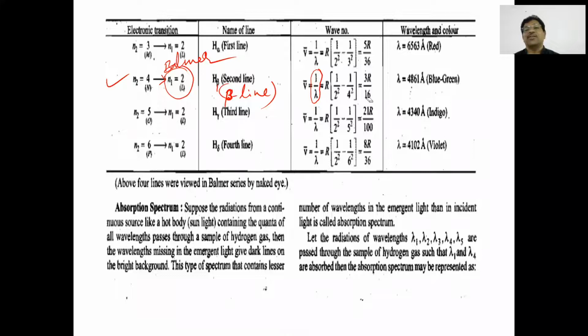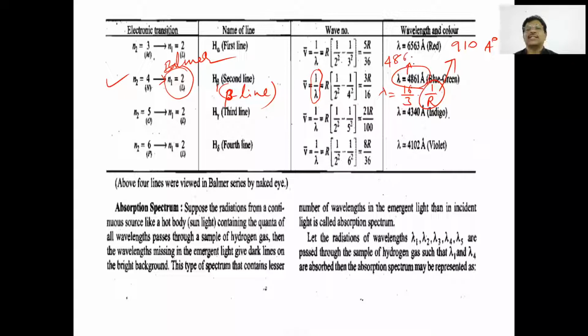Therefore, lambda is equal to 16 by 3 into 1 by R. This 1 by R value, how much do we have to take? 910 angstroms. So lambda is equal to 910 angstroms into 16 by 3. So 5 point something into 910 angstroms will be 4861 angstroms, which is closer to the value of wavelength in between blue and green colors. Remember, this is in angstroms. If you take in nanometers, how much will it be?